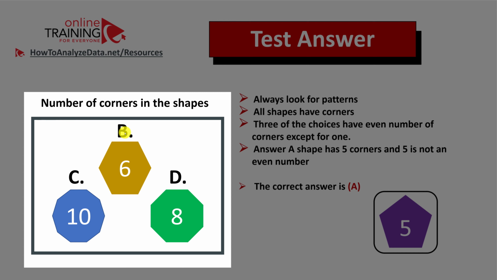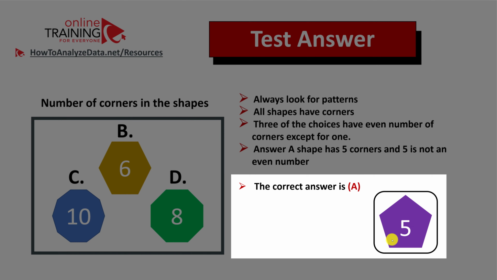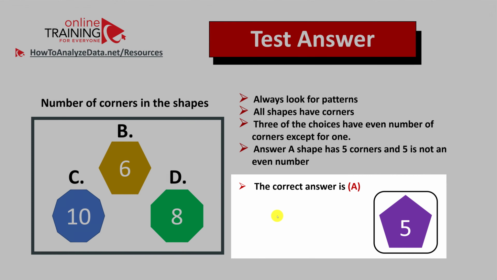If you look closely, 3 choices have even numbers of corners except for one. Choices B, C, and D have 6, 10, and 8 corners respectively. And choice A only has 5 corners. Hopefully you selected choice A when you looked at the question originally.